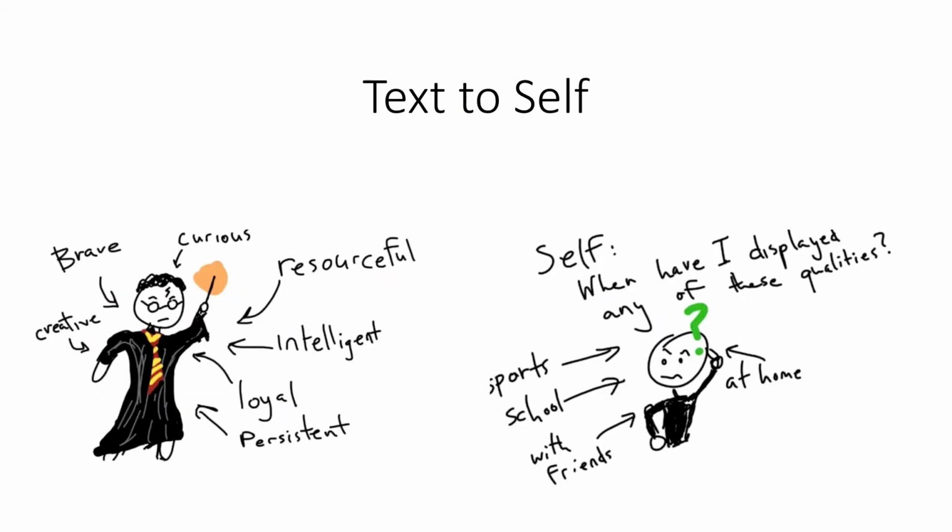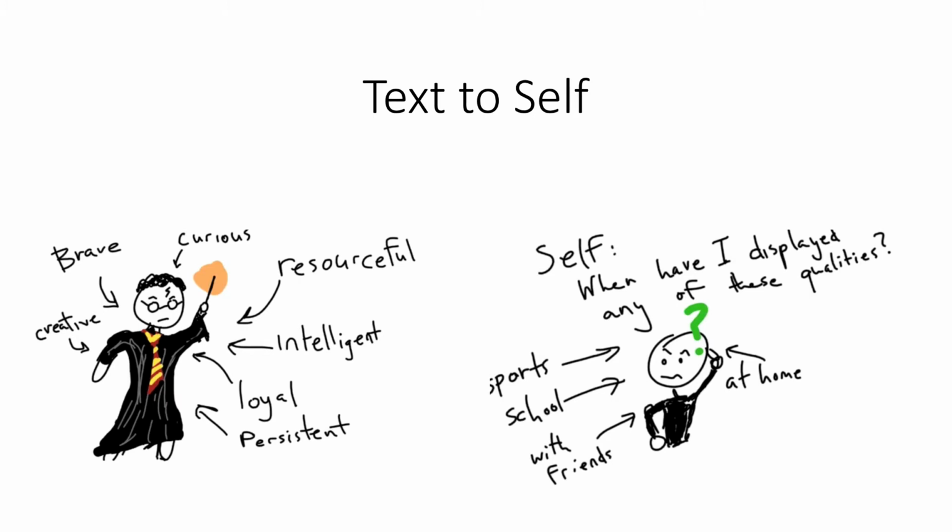Let's take the character of Harry Potter. So this is text to self. Harry Potter was a character and he had all these different traits about him, okay? And in the reading itself, it might list these traits, or you may just say, oh, he's brave, or he's loyal, or he's intelligent. But he's got these traits, and if you were to pick one trait, can you relate to that, to yourself?